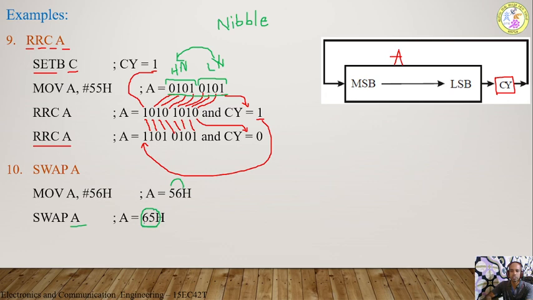Therefore this performs the exchange of the lower nibble with the higher nibble. One nibble we can represent with 4 bits. So in the original data, this is the higher nibble and this is the lower nibble. Now this will be exchanged. The lower nibble becomes the higher nibble here, and the higher nibble becomes the lower nibble in the result.